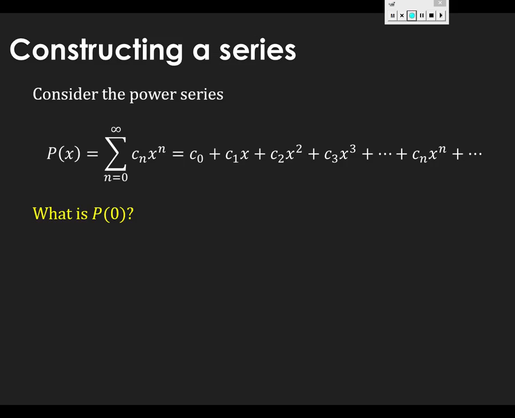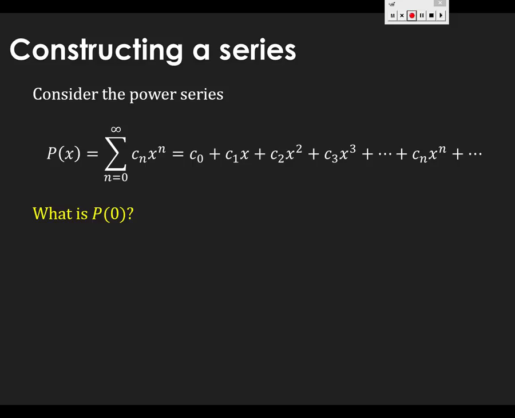Okay. So let's just consider the generic power series that we started with on day one. Every power series should be able to be written in this way, we said. This is the definition of a power series: something times x to the 0 plus something times x to the first, etc. And I want to ask, just like it came up in the warm-up, what is P of 0 for this generic function?